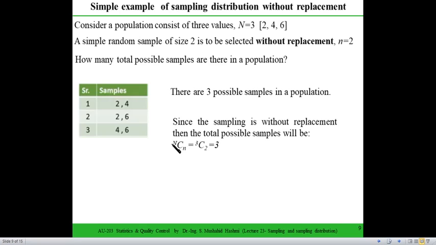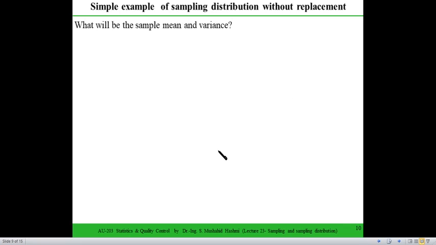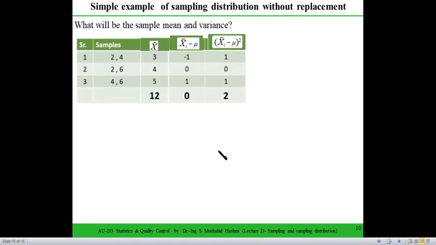Capital N is our population size, and small n is the sample size. So we have a 3 element population: 2, 4 and 6 are the elements, and we are picking 2 as our sample. Then there are 3 possible samples. Next, we are interested in what the sample mean and the sample variance will be.